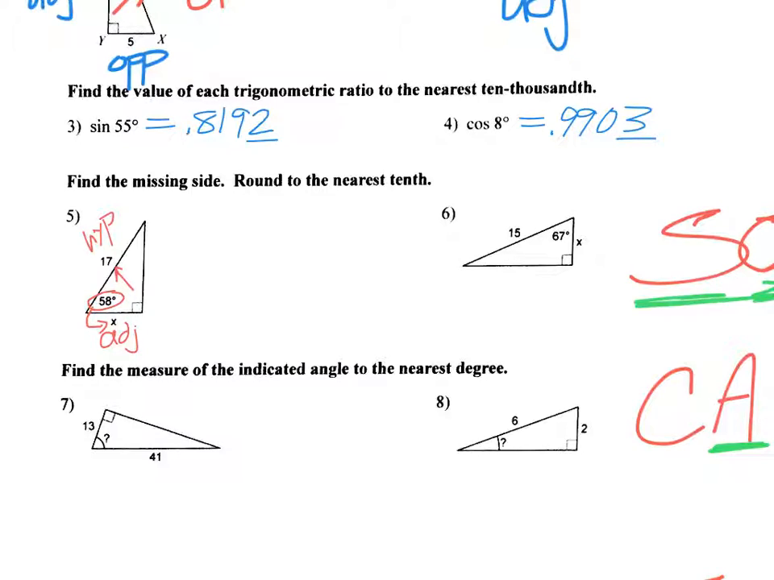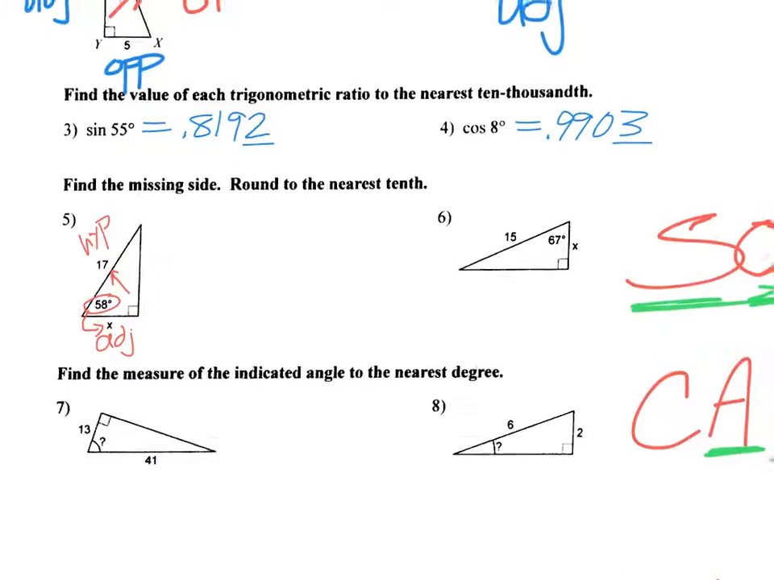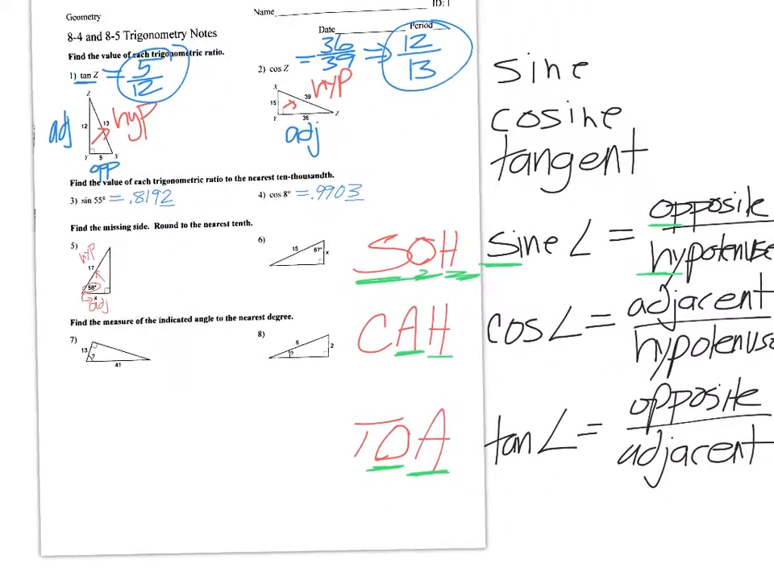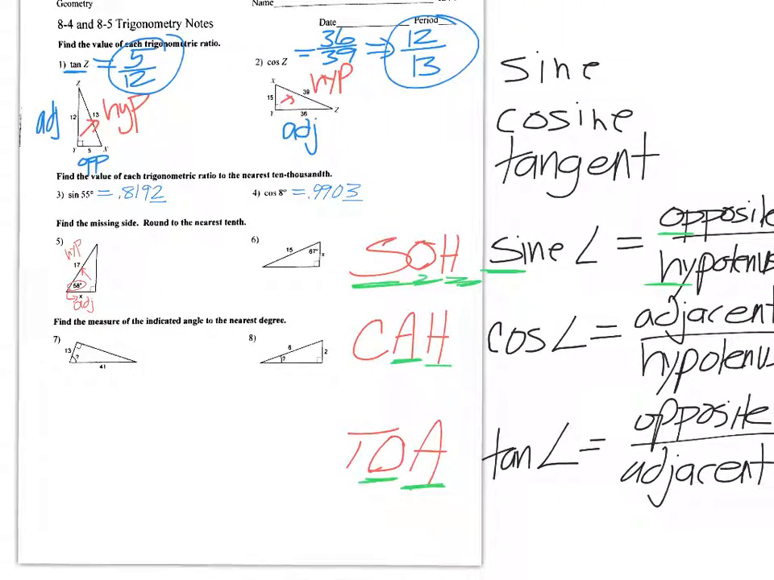Okay, so we go back to our ratios here. So I'm going to shrink this back down. Let's go back to our ratios. Which one uses adjacent and hypotenuse? Well, that would be cosine right here. Cosine's adjacent hypotenuse, or AH, adjacent hypotenuse.